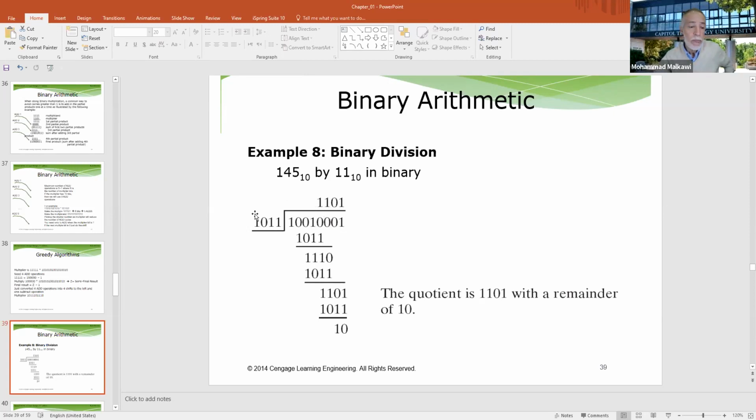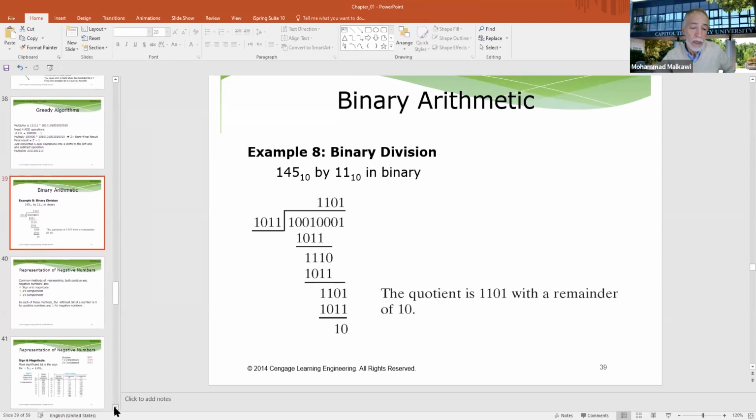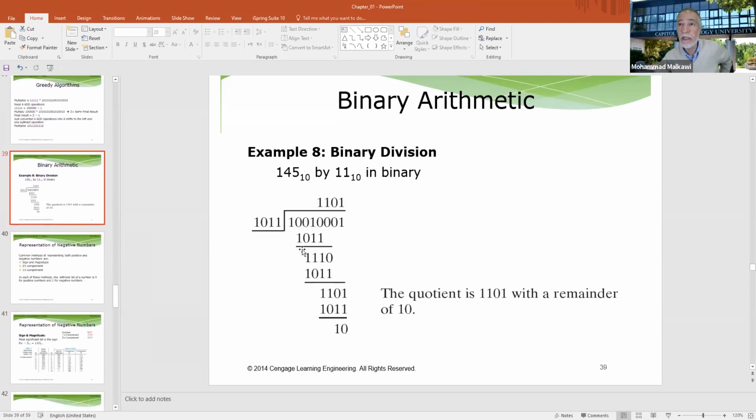This is very similar, as I said, to the decimal division, except that in decimal division, when you have a number like 145 divided by 11, you want to see what the quotient digit is, and it could be from 0 to 9. Here the quotient digit can be either 0 or 1. And then, of course, the remainder you have to subtract from the original dividend.